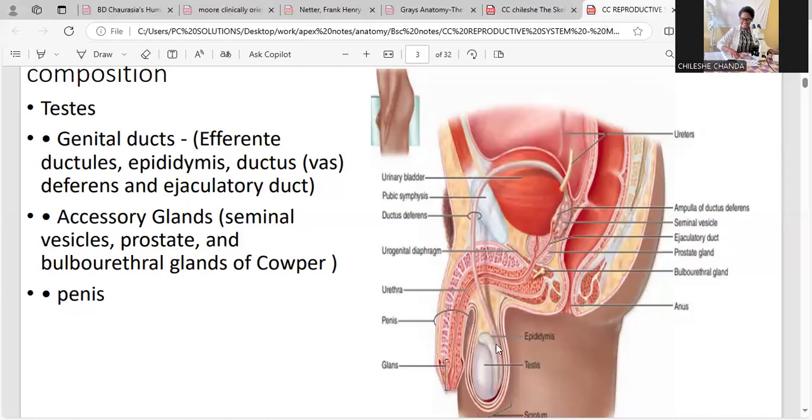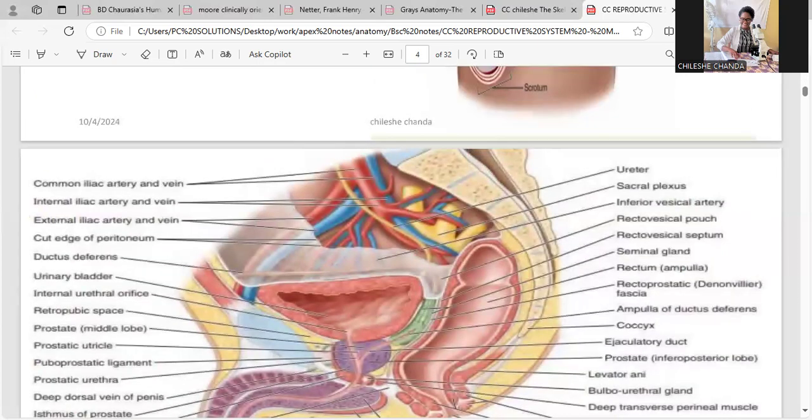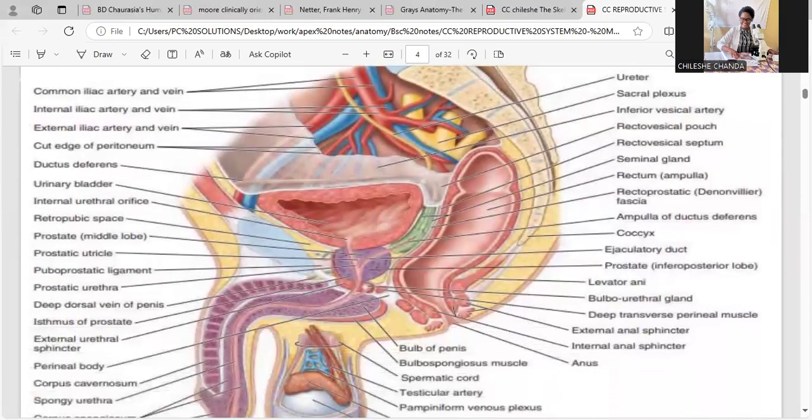And then we have accessory glands also. Accessory glands such as the seminal vesicles, the prostate, okay, bulbourethral glands, all right. So those are some of the organs you're going to find, as well as the penis itself, which is the main organ of reproduction, of copulation, okay.